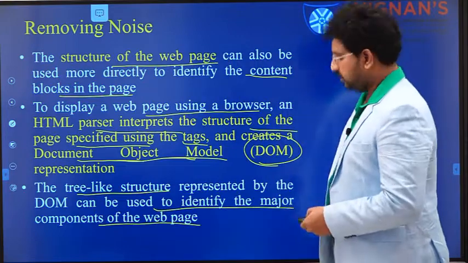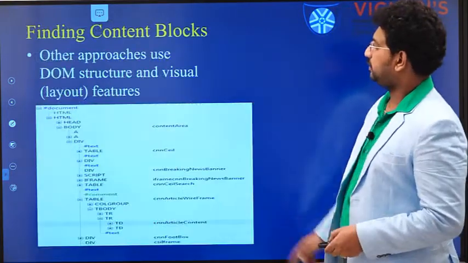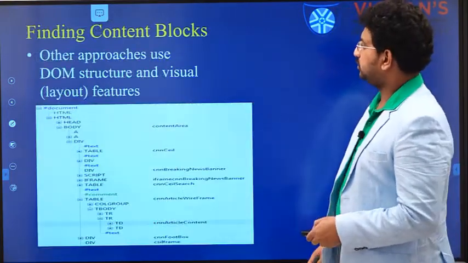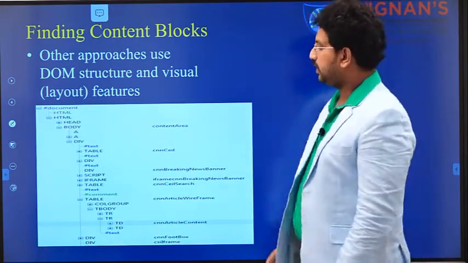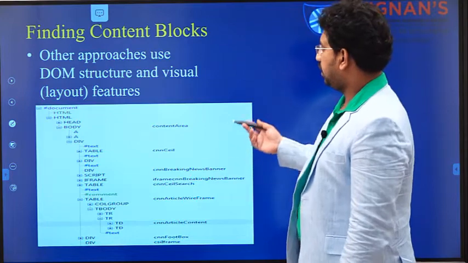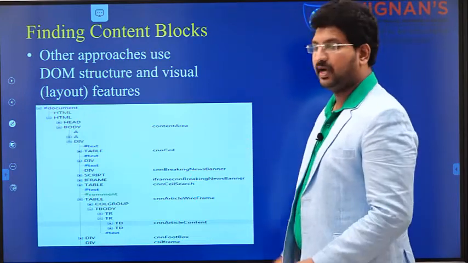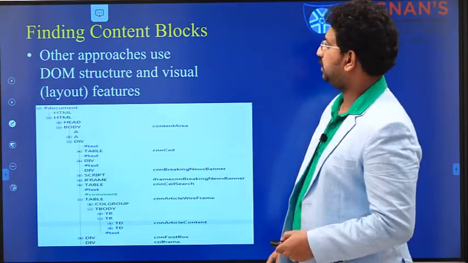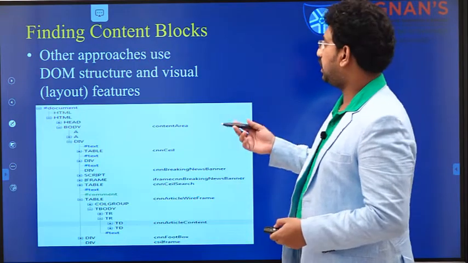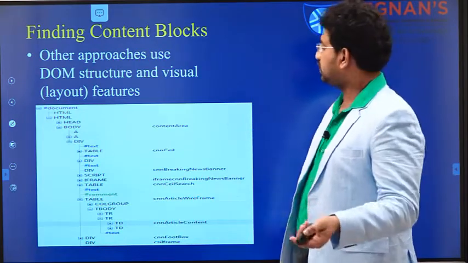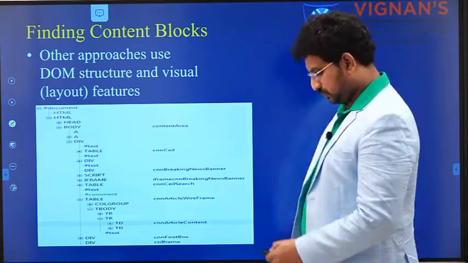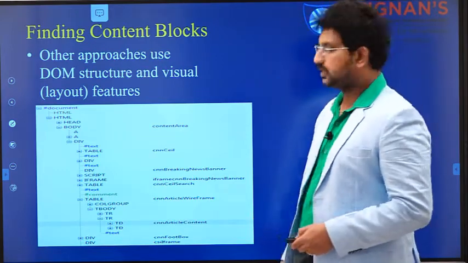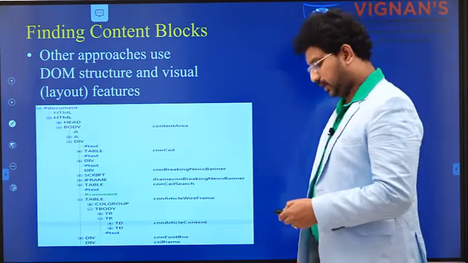If you see here in the diagram, you are able to identify this is the DOM representation, and you can very clearly identify what the tags are and what the content of the web page is. There are also some other approaches that use DOM structure and visual features. This is another technique for identifying the noise in the web page.